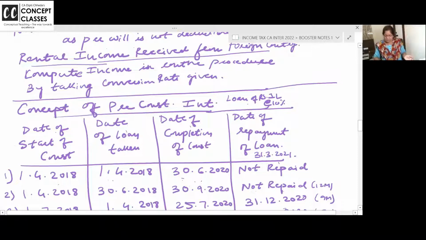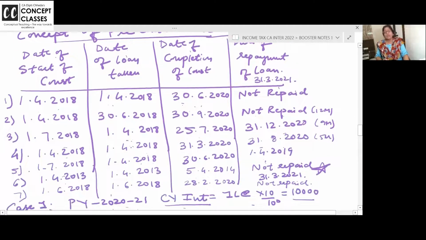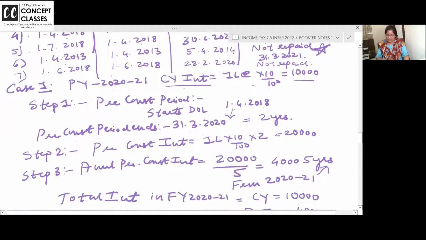pre-construction interest. It starts from the day construction started or the loan is taken, whichever is later, and it ends on the date of repayment or 31st March prior to the completion of the construction. If construction is over on 30 June 21, then 31st March 21 is your cutoff. And this is how the pre-construction interest is calculated.